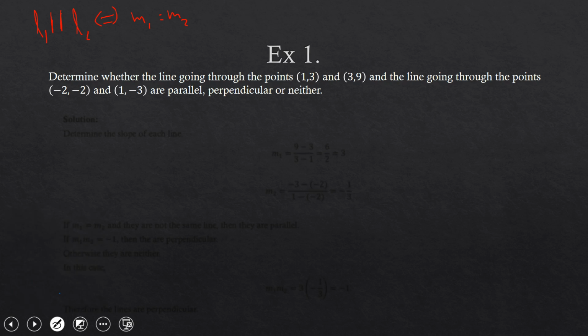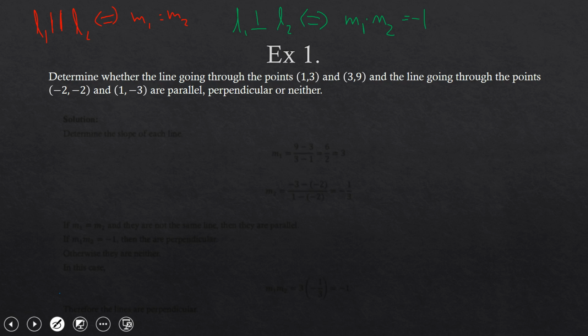And then what we saw from perpendicular lines was that L1 is perpendicular to L2 if and only if their slopes multiply to -1. Or you can also think of their slopes being negative reciprocals of each other.